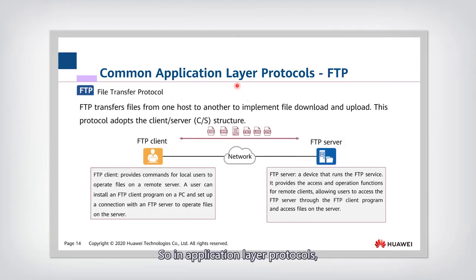In application layer protocols, one typical protocol is FTP, File Transfer Protocol. So FTP actually is used for the client to upload files or download files from a remote FTP server. We call this model the client-server model. In this structure, the server is an always-on computer, and this device provides a lot of functions. They can provide the access and the operation for the remote client.